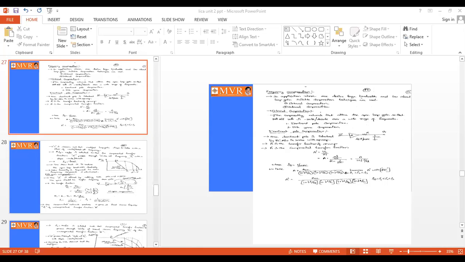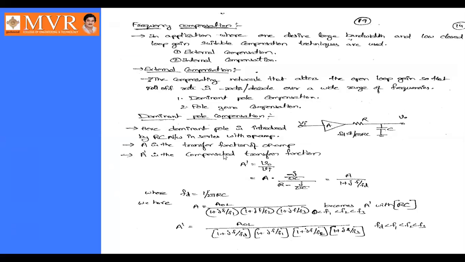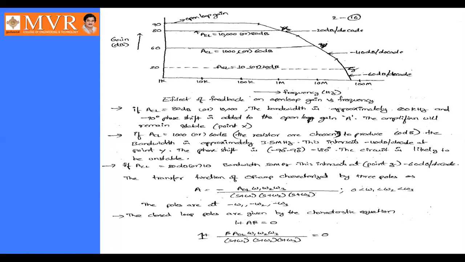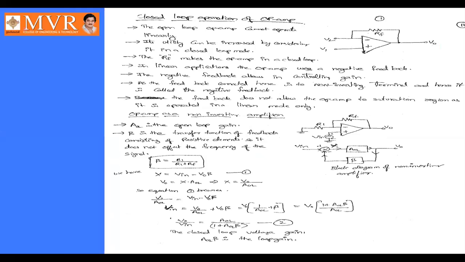Now we are going to discuss the stability in operational amplifier. Also in the last class, we discussed the frequency response of operational amplifier. So coming to the frequency response of operational amplifier, we observed how the operational amplifier performs its operation as an amplifier at different frequencies.